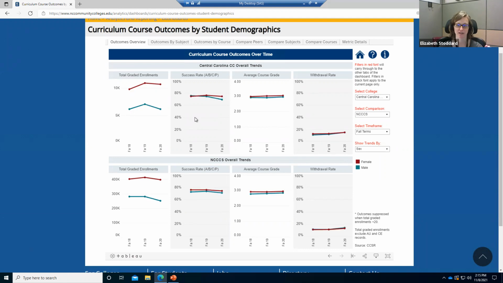One thing to mention here is that because this is outcome data, which, we're talking about success rates and withdrawal rates, this is considered sensitive information.